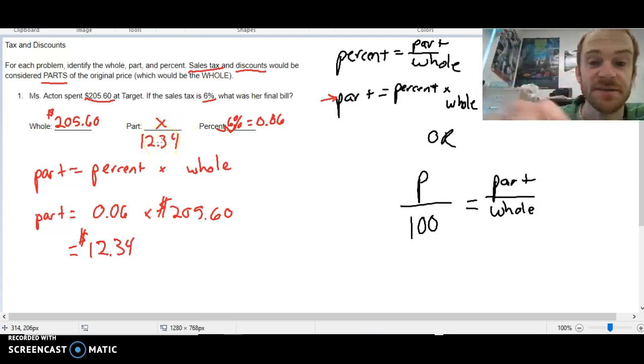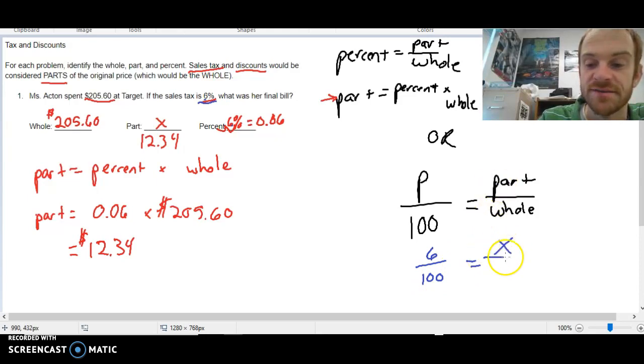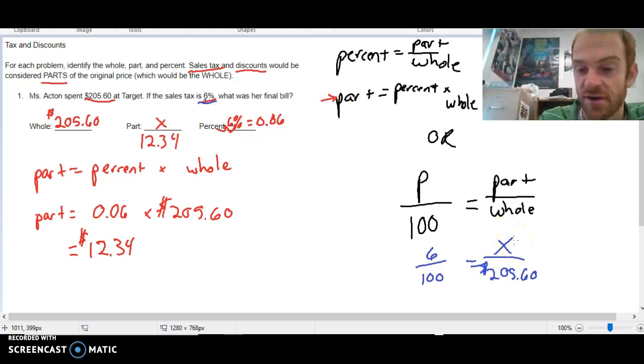Okay, if I were to do this as a proportion, we'll do that in blue, I would do the same type of thing. My percent, now in a proportion, I can just leave it as the number it is up here. So I'm just going to write 6 over 100 is equal to, what's the part? Well, I don't know that, so that's my missing variable. And what's the whole amount? Well, that's the $205.60.